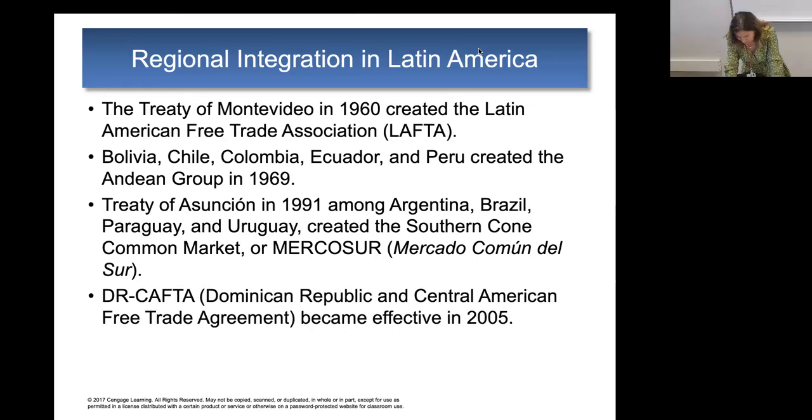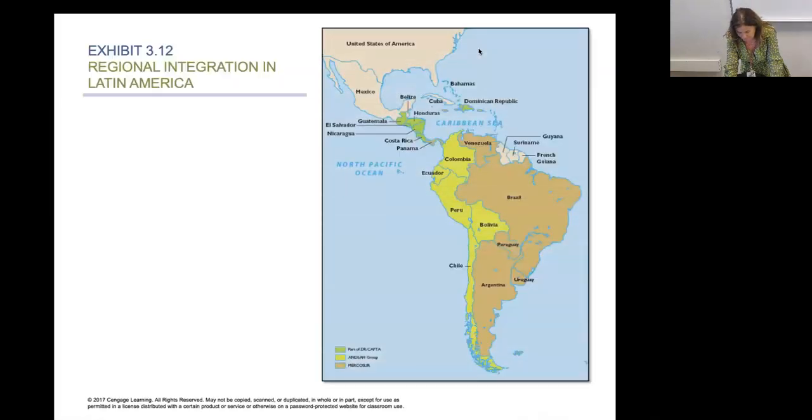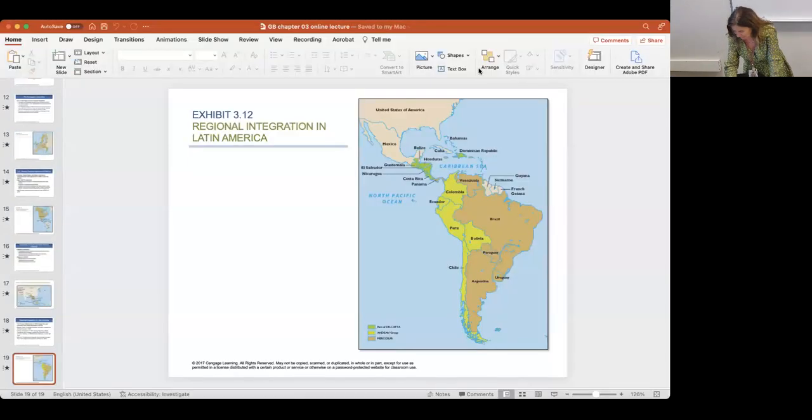And another one, the Dominican Republic and Central American Free Trade Agreement. It started in 2005. All right. Here are the Latin American ones. That's it. Okay, I'm going to stop the slides and we're going to do a discussion.